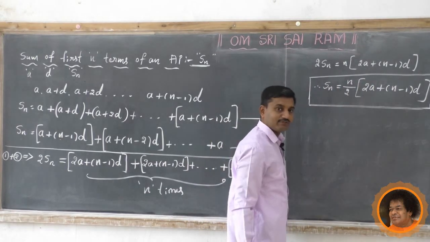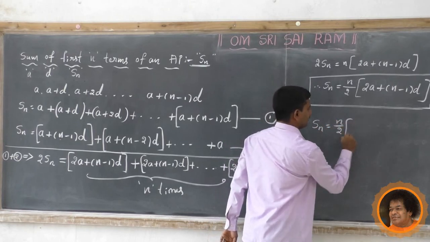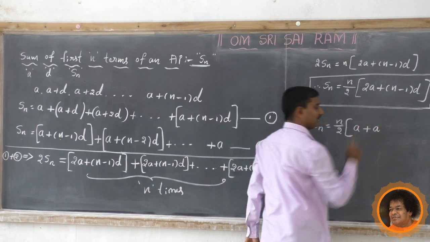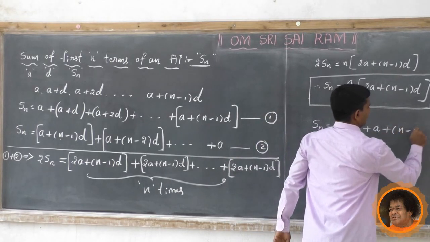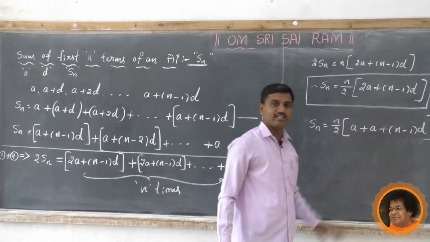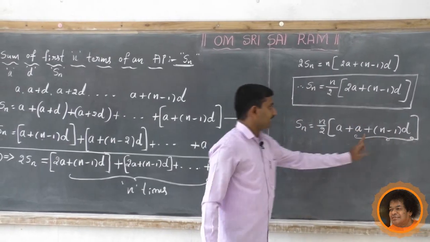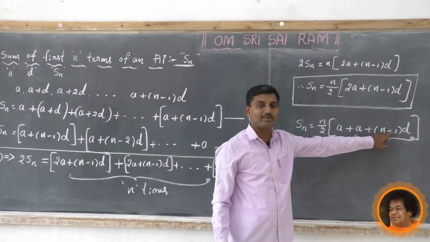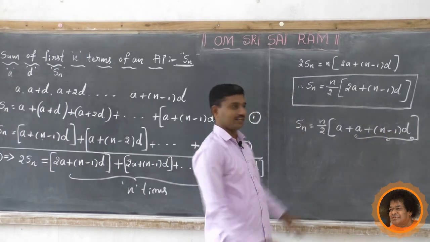We can write this formula as Sn is equal to n by 2 into 2a. We can write it as a + a. Am I right? a + a, answer is 2a. So plus (n - 1) into d. Correct? a + (n - 1) into d. What does it indicate? a + (n - 1) into d is the general term of an arithmetic progression, or the nth term, or the last term of an arithmetic progression.